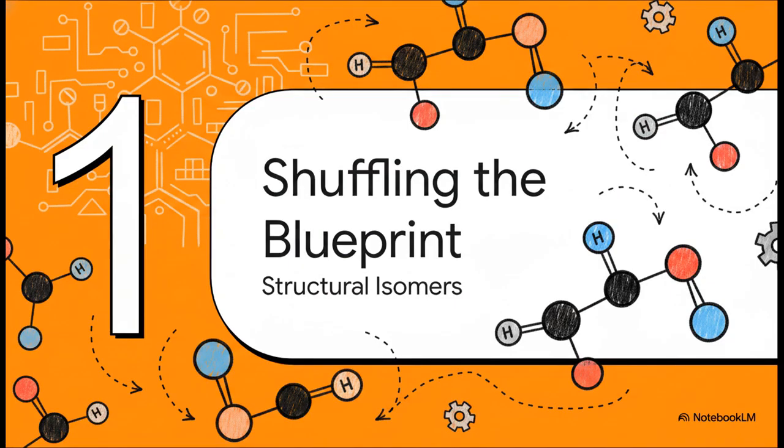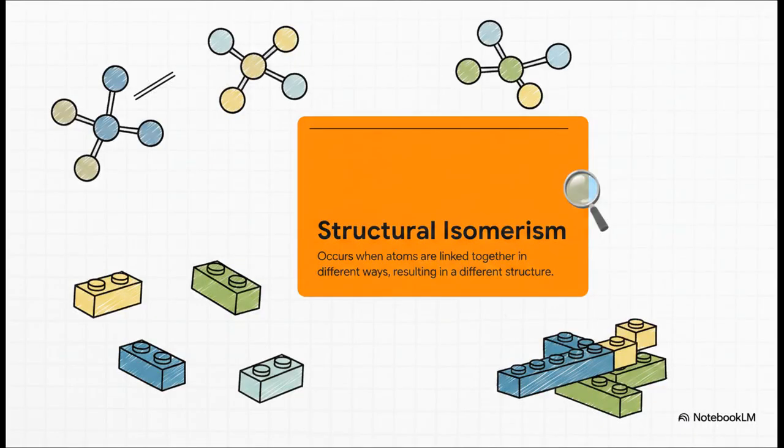So, how exactly do we shuffle these atoms around? Well, let's start with the most direct way, by changing the molecule's fundamental blueprint. These are called structural isomers. With structural isomers, it's pretty straightforward. We're literally changing which atom is connected to which. Think about it like having a set of Lego bricks. You can connect them in a different order to build a totally different shape, right? That's exactly what's happening here.